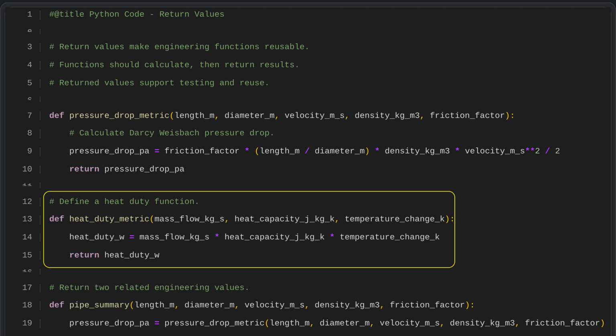The heat duty metric function calculates the rate of heat energy transfer. It uses mass flow, heat capacity, and temperature change, multiplying them to produce the heat duty in watts. The function then returns this value so it can be used elsewhere in the program.